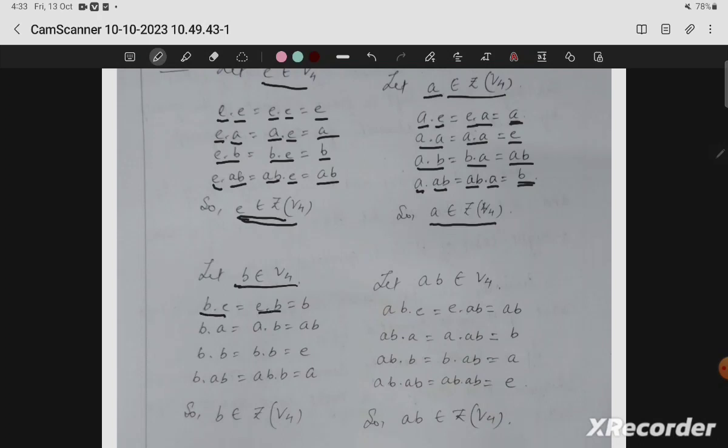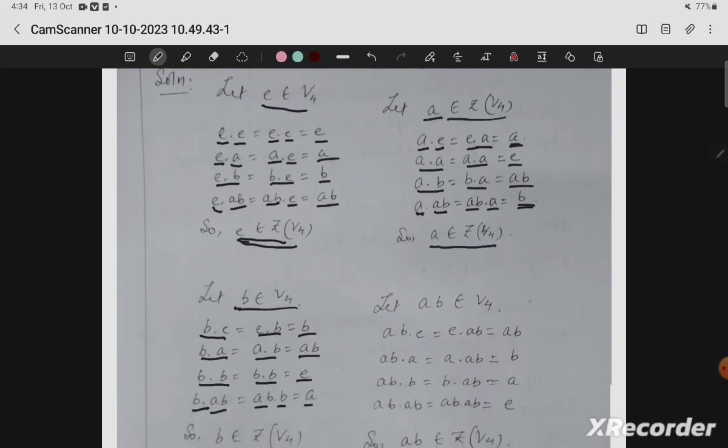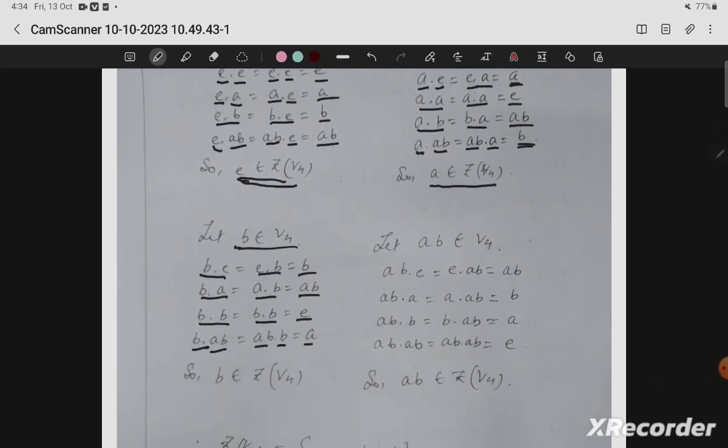P into E or E into P will give us P. PA or AB will give us AB. P into P is identity. P into AP or AP into P will give us A, since B square is identity. So P belongs to the center of V4.